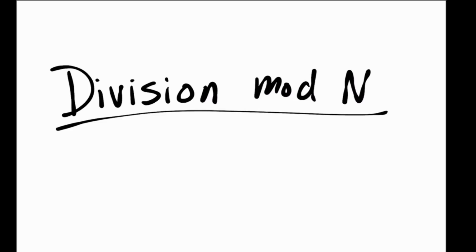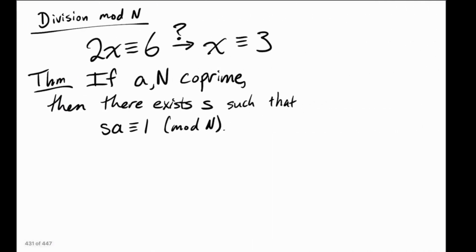So as I mentioned, we can't always do division mod n, but sometimes we can. So let's dig into exactly when it works. Here was the example I started with, where I have 2x is congruent to 6, and I want to know, is it true then that x is congruent to 3? If you, for instance, try n equal to 7, we can check when is 2x congruent to 6 mod 7.